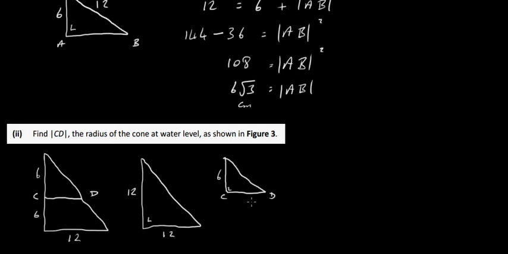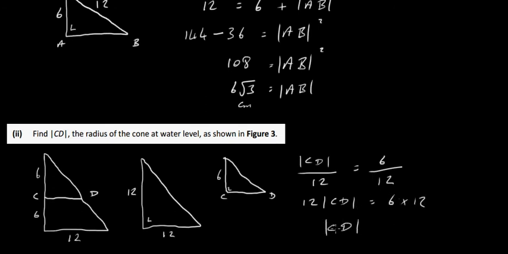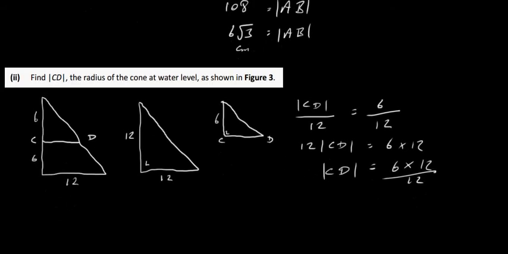So let's take CD here. So the distance CD divided by its corresponding side, which is 12, should be equal to 6 over its corresponding side, 12. So if I just cross multiply here, I get 12 times CD, the distance from C to D, is equal to 6 times 12. So the distance from C to D then will just be 6 times 12 divided by 12. So that just gives me CD is equal to 6. The distance from C to D is just equal to 6 centimeters.